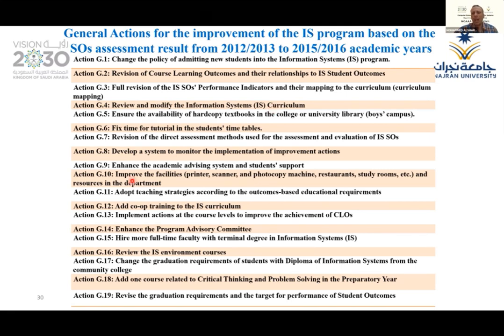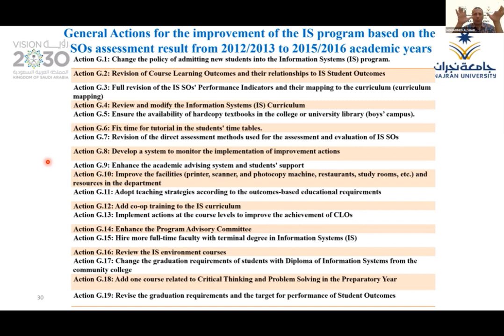And we have many actions, most of them, and we have a report. For example, add a co-op training to the IS curriculum was one of the problems, that we don't have co-op or field training. Now we have field training in IS, similar to CS. Okay, so this is an example of actions that came from the continuous improvement.